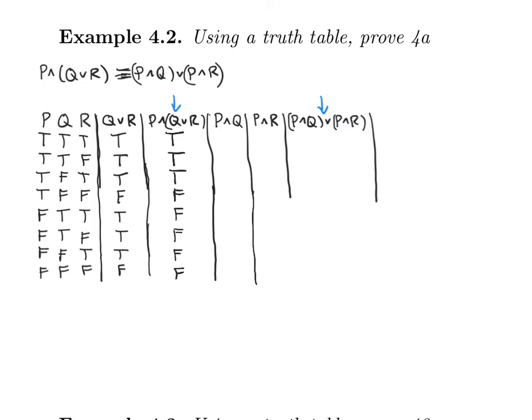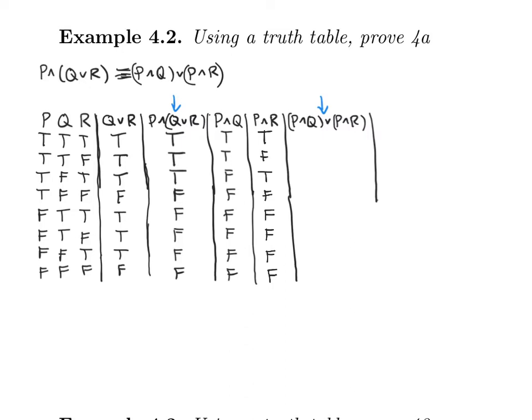Okay. Let's calculate P and Q now. So that is only true in the first 2 rows. Here, that is the only time that both P and Q are both true. P and R are true in the first and third rows, and you can check at no other time. So it's true, false, true, false, false, false, false, false.